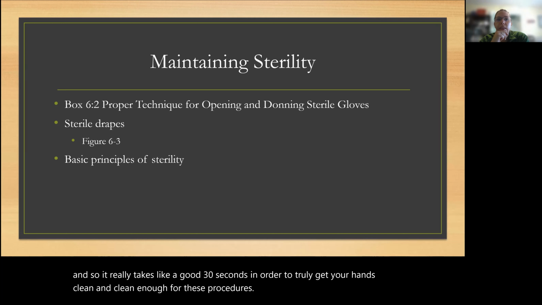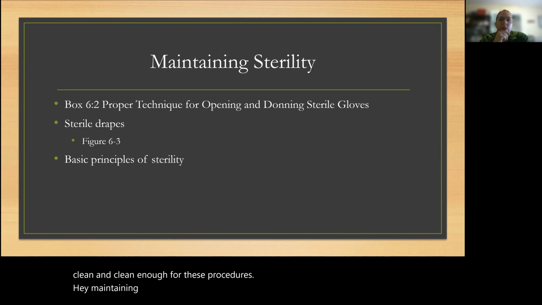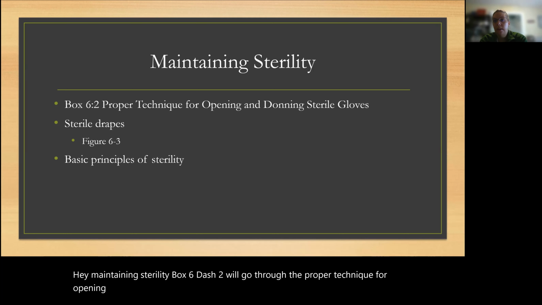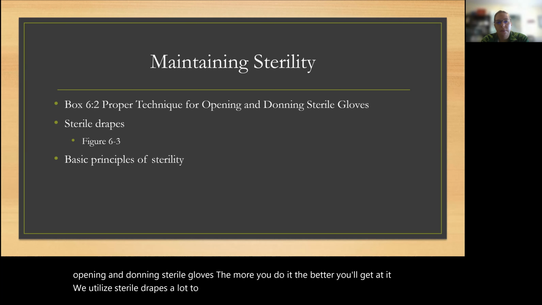Okay, maintaining sterility. Box 6-2 will go through the proper technique for opening and donning sterile gloves. The more you do it, the better you'll get at it. We utilize sterile drapes a lot to help with the sterile field, and figure 6-3 goes through that as well. And then just some basic principles of sterility.